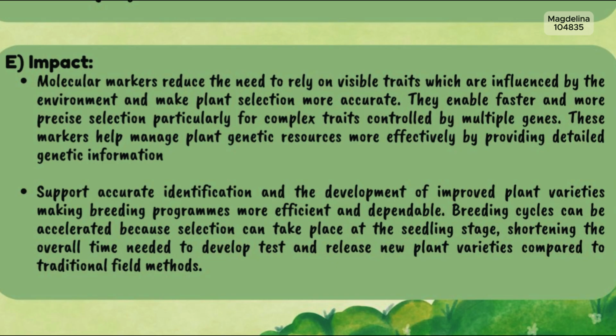These markers help manage plant genetic resources more efficiently by providing detailed genetic information. Lastly, they support accurate identification and the development of improved plant varieties, making breeding programs more efficient and dependable. Breeding cycles can be accelerated because selections can take place at the seedling stage, shortening the overall time needed to develop, test, and release a new plant variety compared to traditional field methods.